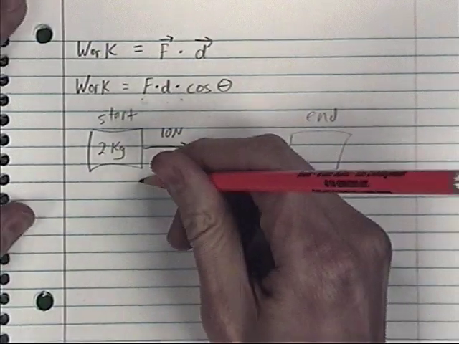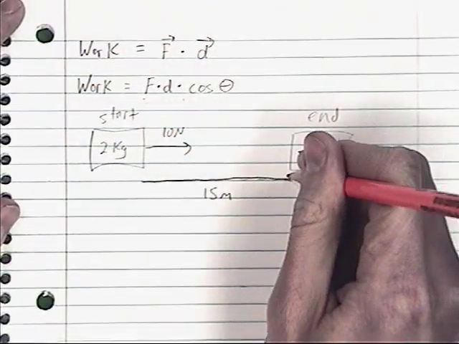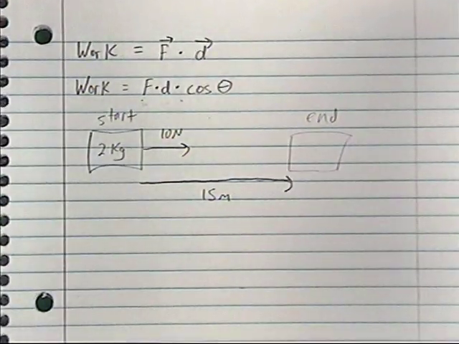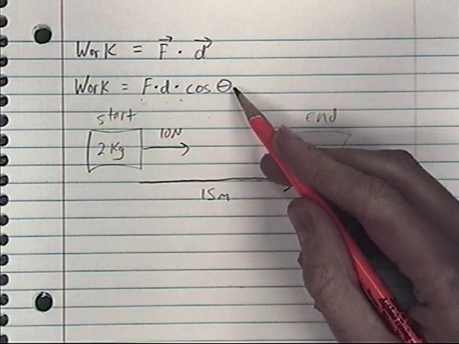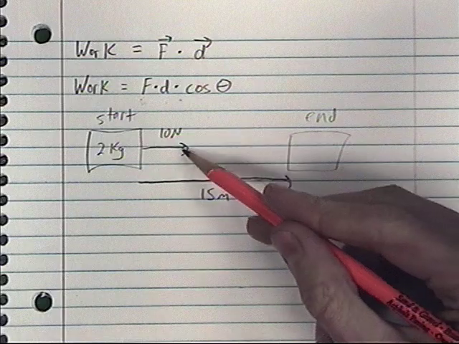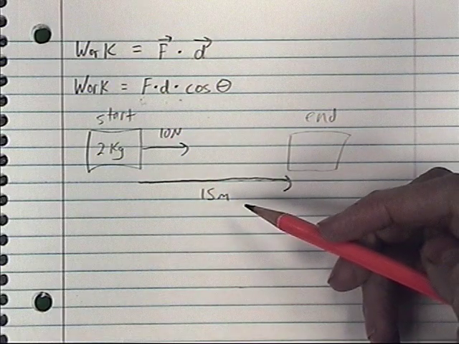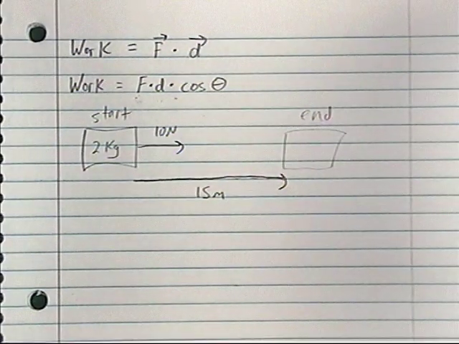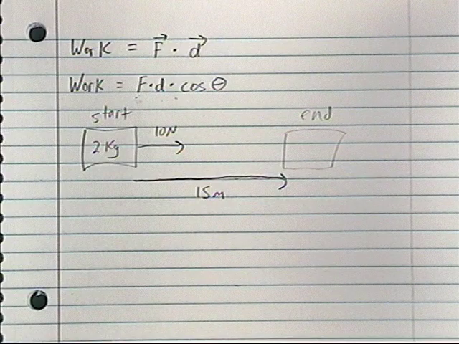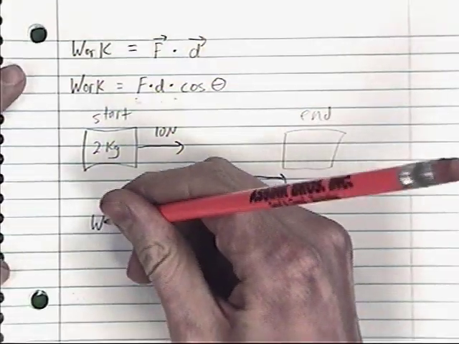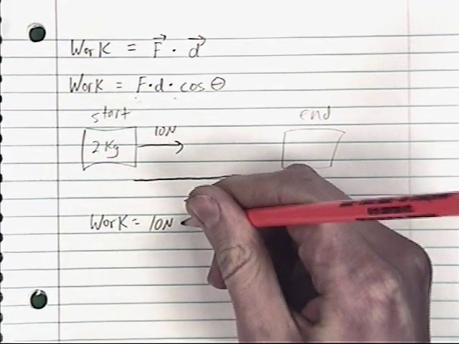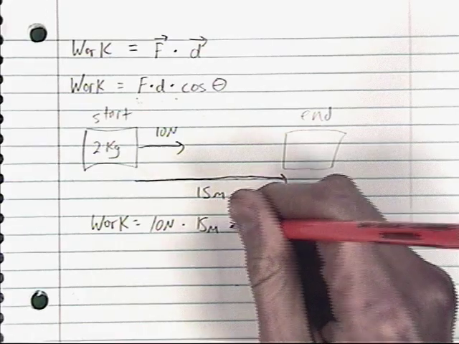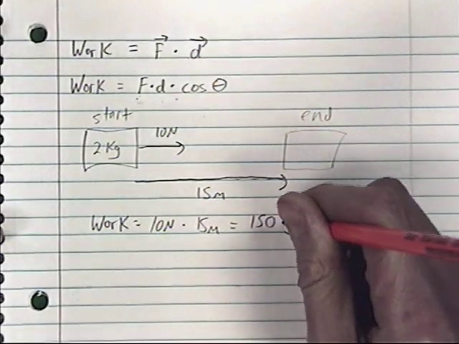Okay, so it's moving over to the right. The force we apply is over to the right. So those are in the same direction. So theta is a measure of the angle between the force and the distance vector or displacement vector. So the angle here is just going to be 0. Cosine of 0 is just 1. So work is equal to 10 newtons times 15 meters or 150 joules.